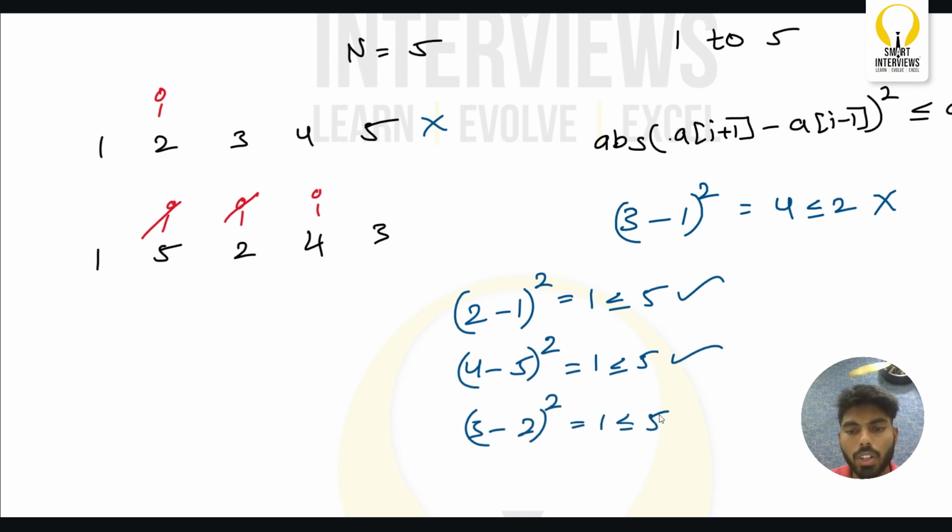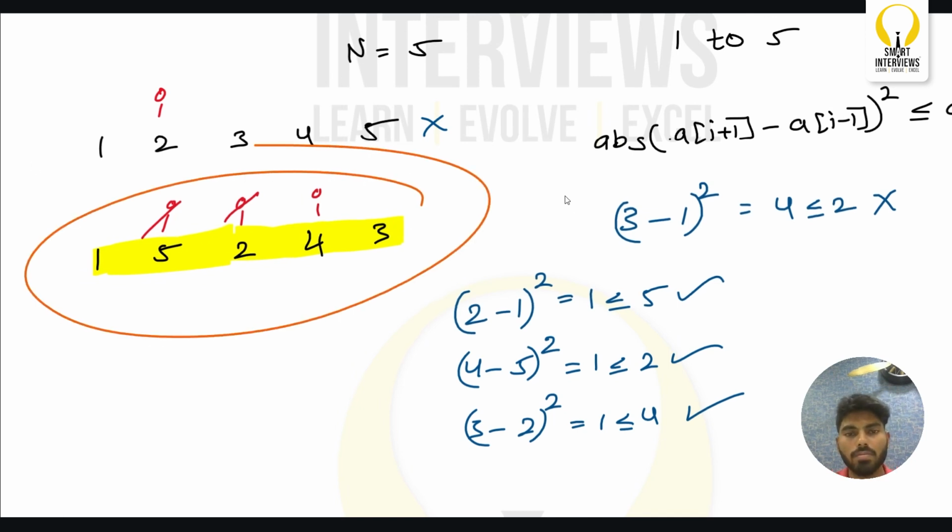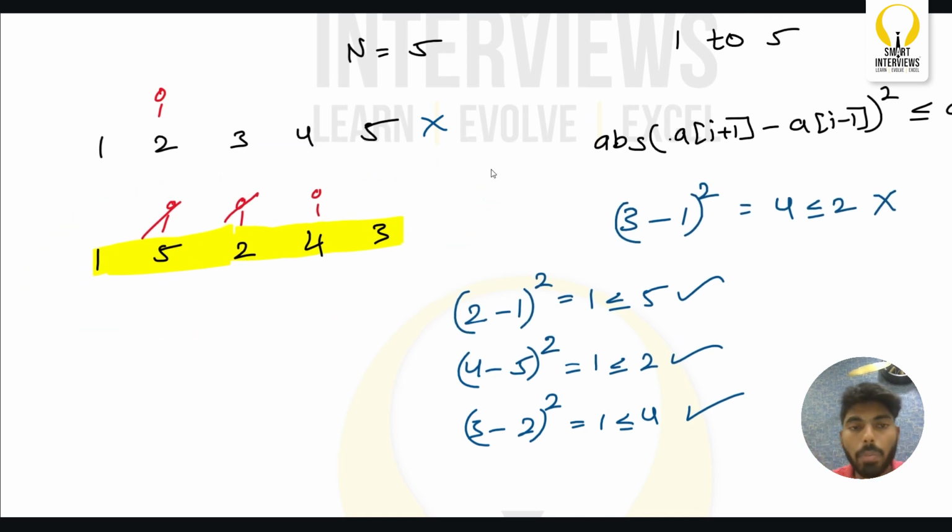Is 1 less than or equal to? Remember, here it is 2, right? And here it is 4. Is 1 less than or equal to 4? Yes, it is valid. So can I say this is a permutation which follows the given condition? Hence your answer for n equal to 5 is this. Okay. So you need to simply print such a permutation.